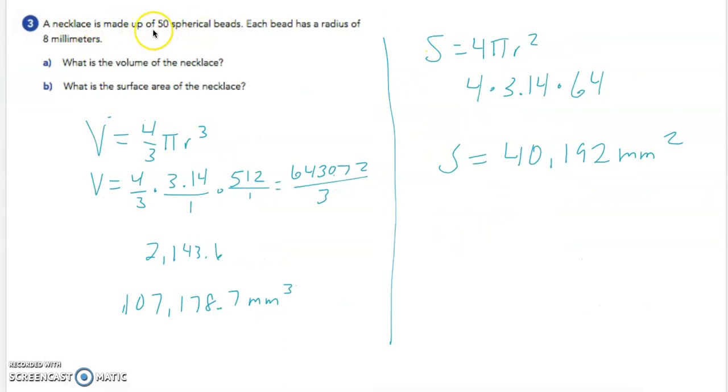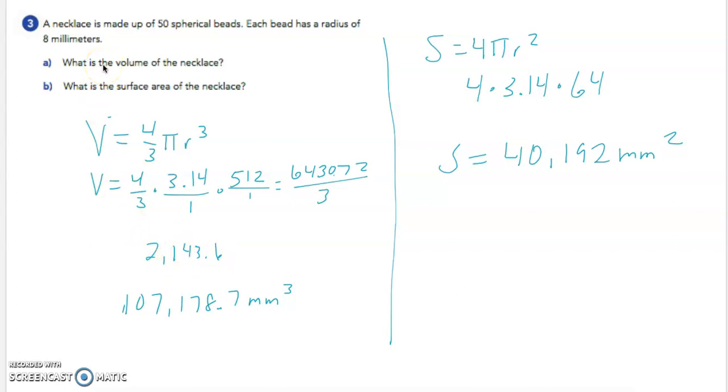Number 3, a necklace is made up of 50 spherical beads. Each bead has a radius of 8 millimeters. What's the volume of the necklace? So let's first find the volume and the surface area. Here's the formula for volume. Again, we plug in what we know. The radius is 8. 8 times 8 times 8 is 512. When I multiply everything out, I get 6,430.72 over 3. I divide that, and I get 2,143.6. Now, that's the volume of one of those beads.